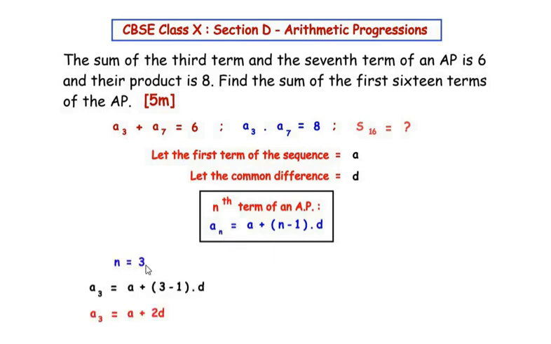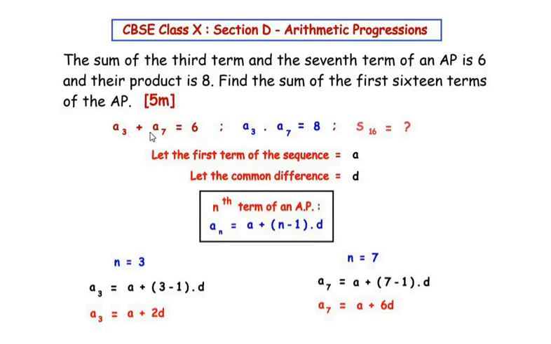So when n is equal to 3, A3 becomes equal to, now the first term of the sequence is A plus n is 3, so 3 minus 1 times the common difference we have considered here is D. So A3 will be equal to A plus 3 minus 1 is 2, so 2 times D, giving us the expression for A3 as A plus 2D. Now similarly, let us find out the expression for A7. So when n equal to 7, A7 will be equal to A plus 7 minus 1 times D, giving us the equation of A7 as A plus 6D.